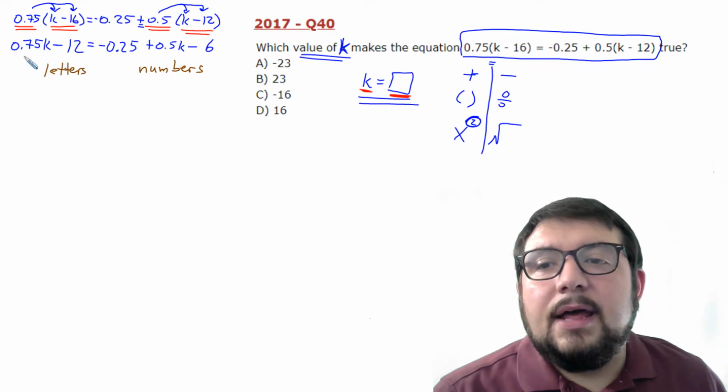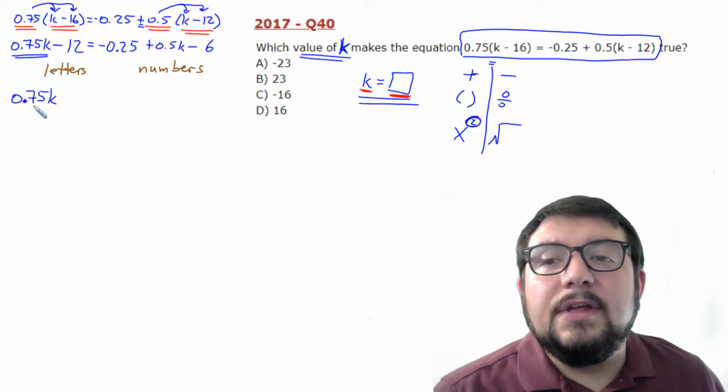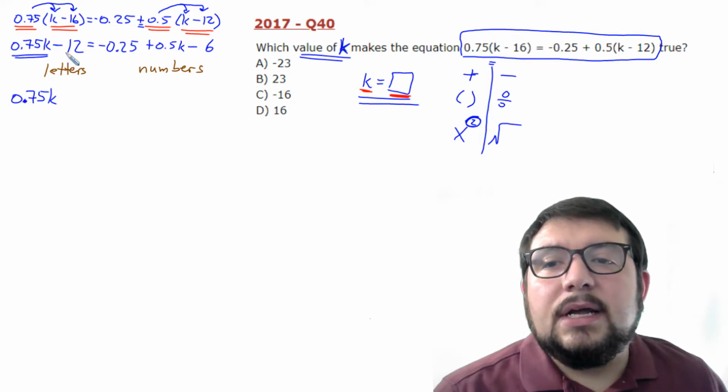So that's what I'm going to do here. I'm going to gather up my letters. In other words, this has a letter, 0.75k, so that can go on this side. And since it's already on the left, I don't have to change anything because I didn't really move it. Well, what else here has a letter component?